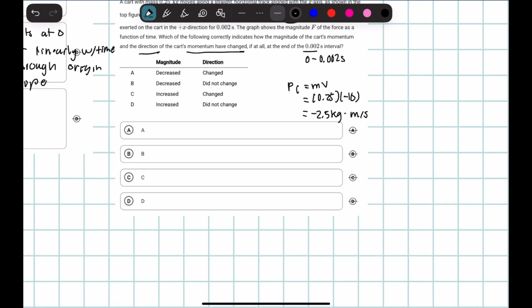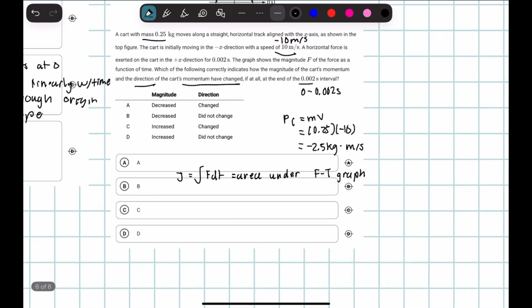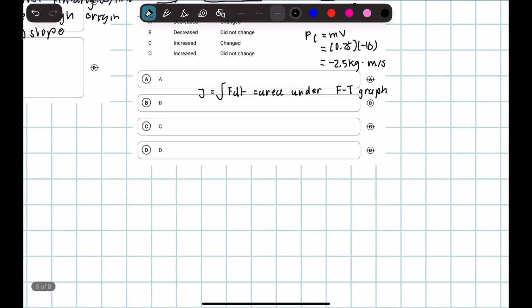It's measured in meters per second. And now we have to calculate the impulse from the force-time graph. The impulse is equal to the integral of F dt, again the area under the force-time graph, right? And the graph is a triangle, so we can just use 1/2 base times height.